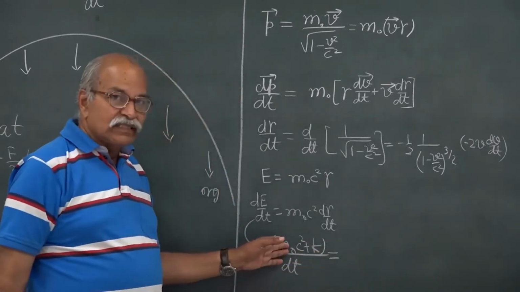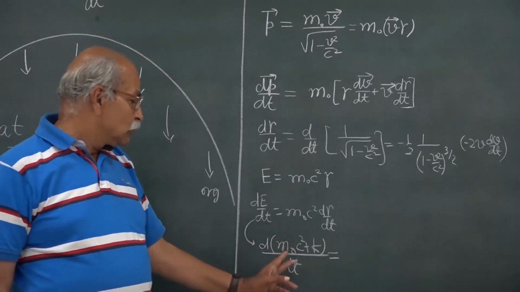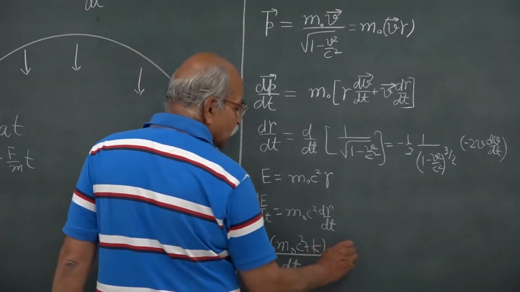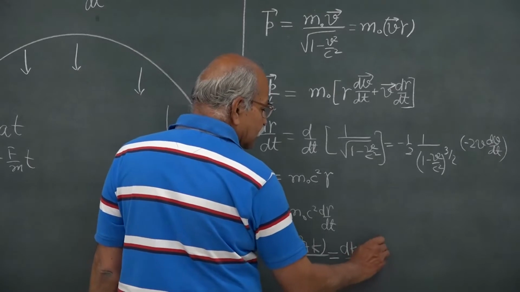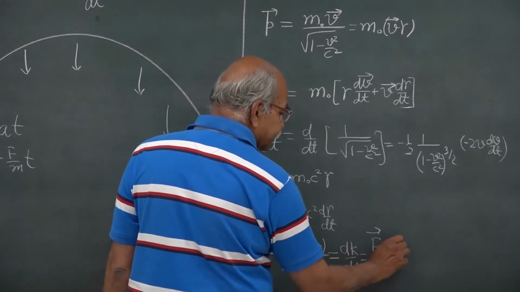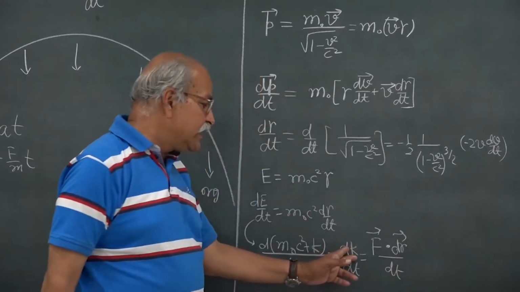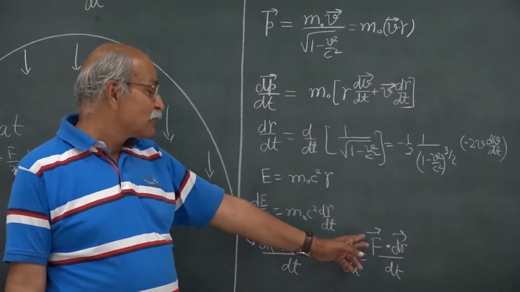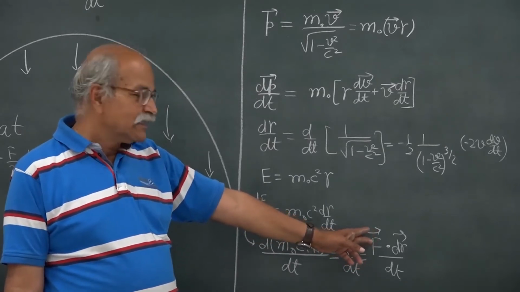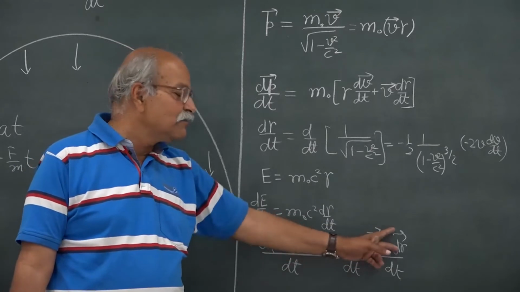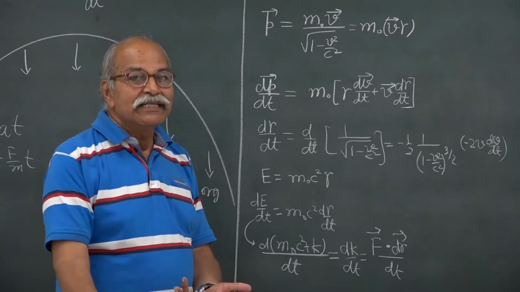Since m naught c square is constant for a particle, and we are talking of one particle, it is dK/dt. And what is dK? dK is F dot dr, the change in kinetic energy. We started from here: if a force acts on a particle, there is a displacement, there is work done by the force, and that work done gives you the change in kinetic energy.